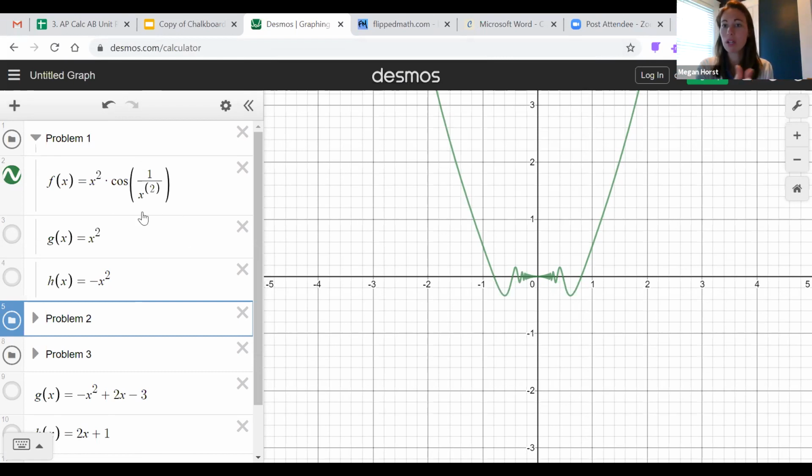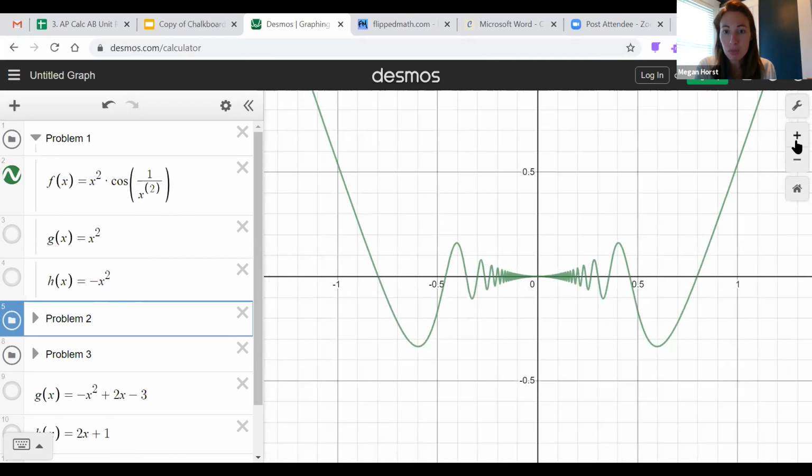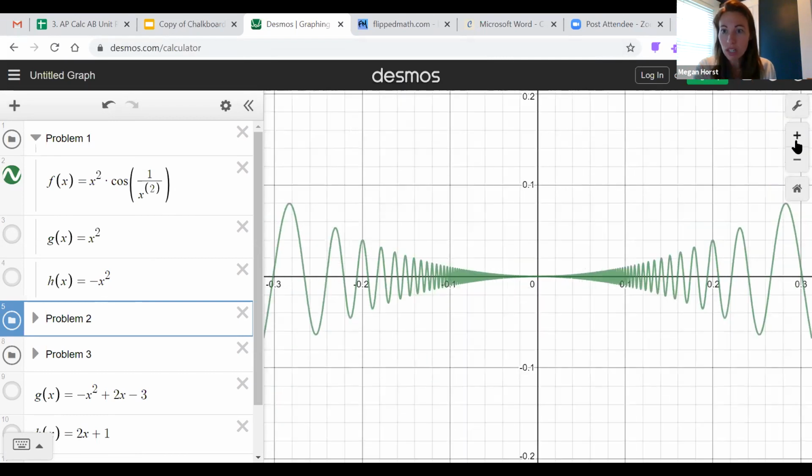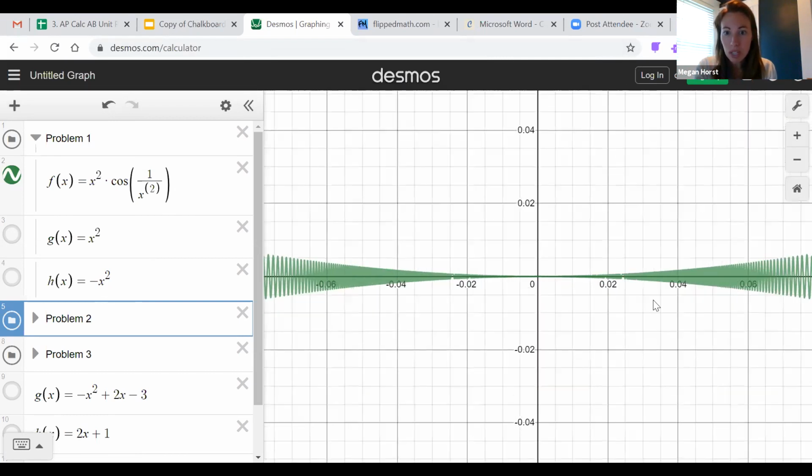But we don't care about it going to infinity in this problem. We care what's happening at 0. And notice as my function gets closer and closer to 0, it's oscillating like crazy, to the point where it almost looks like it's completely filled in. So let's bound this function by a function that we know lies below and a function that we know lies above.